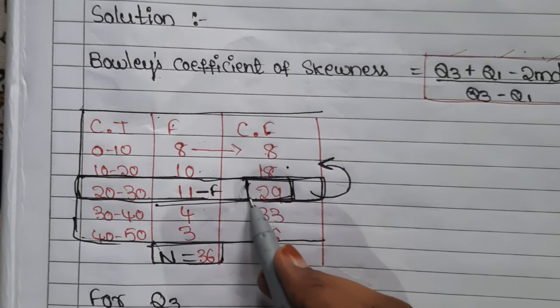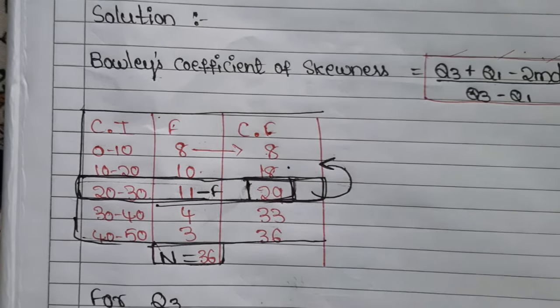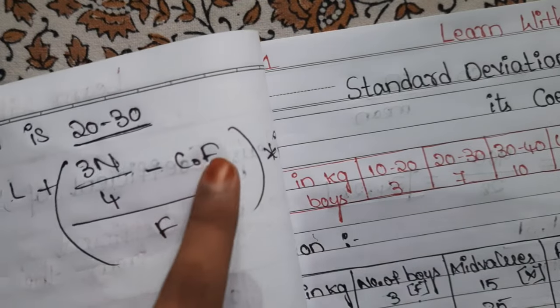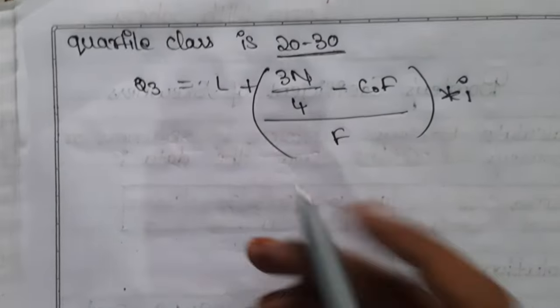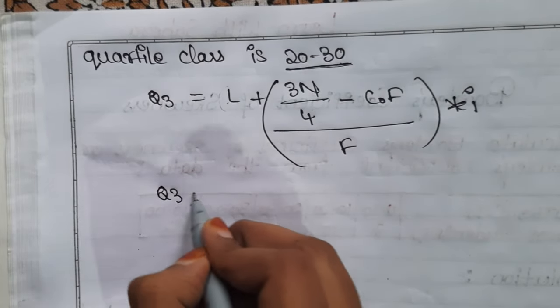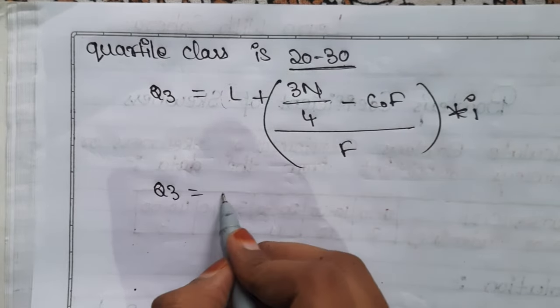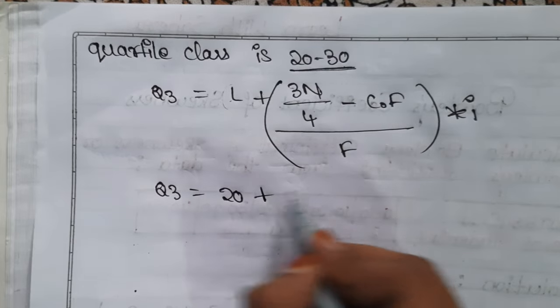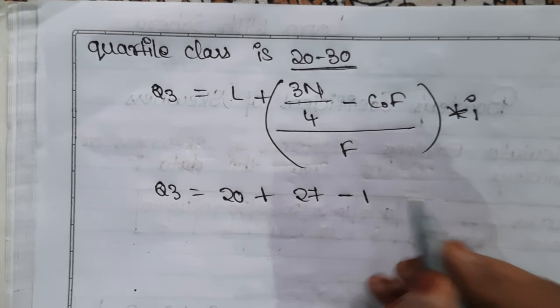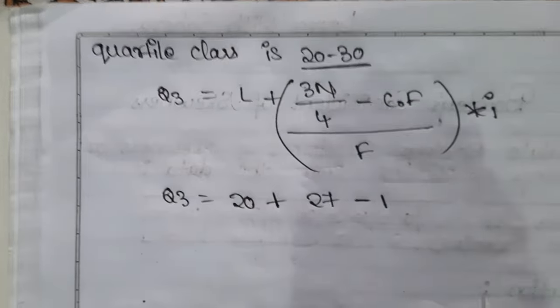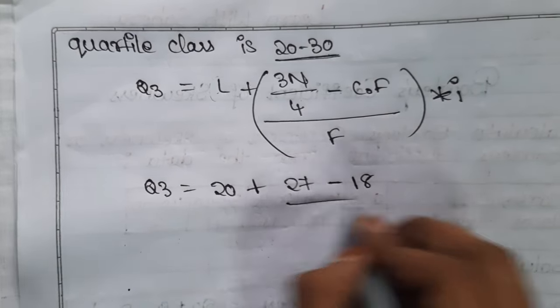27th term was there, we took 29 and this is our quartile class. But here in this formula, if we want CF, we are going to take the one above. Frequency will be 11. So we need to substitute all the values. So as I said, Q3 equals L, L how much I said? It is 20, plus 3n by 4, it is 27, minus cumulative frequency. Cumulative frequency how much is it? It is 18. 18 by F.